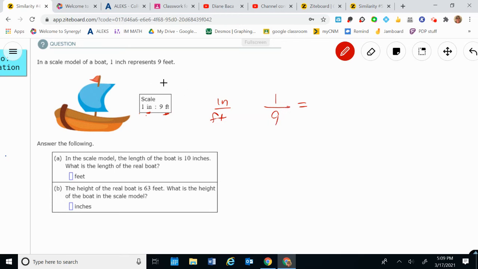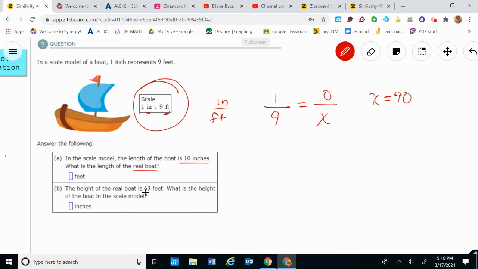So to set up a proportion, you use the scale, the given scale that's always included right here. And then you make sure you put the correct part. We are looking for the length of the real boat. That's going to be feet. Okay. And then it says 10 inches. So the 10 is going to go on the top. And then the question mark is here. So let's put X. Cross multiply, and you get X is equal to 90. Now I'm showing you with a proportion because that makes it easier to solve. But if you can do it in your head, you're fine just doing it in your head. I'm not going to stop you from thinking.